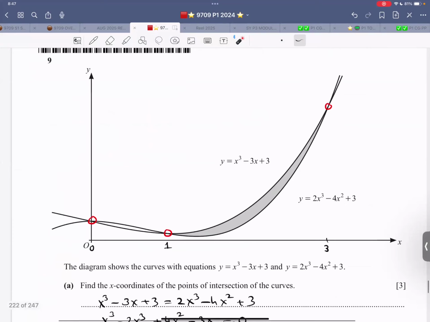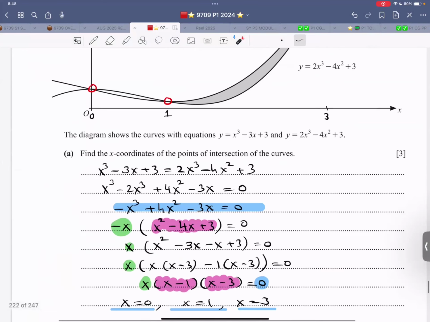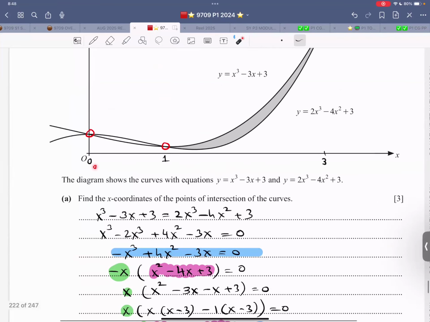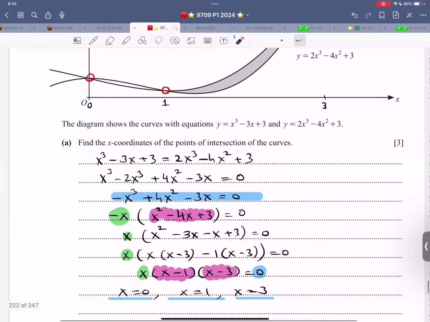Okay, now look at this one. The diagram shows the curves with equations such and such. Find the x coordinate of the points of intersection of the curve. Now there are 3 points of intersection. So it's a cubic equation initially, but when you simplify, you can take the x common out and you get a quadratic equation. So one of the solutions is 0. The other two solutions are over here. So one is 0, the other one is 1, the third one is 3.